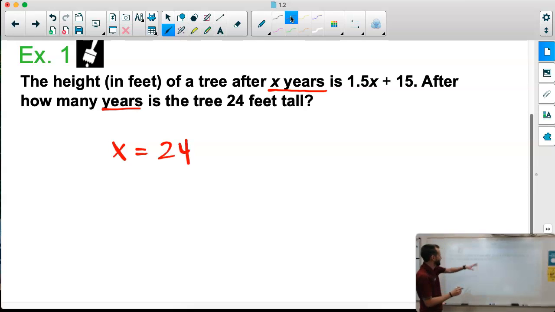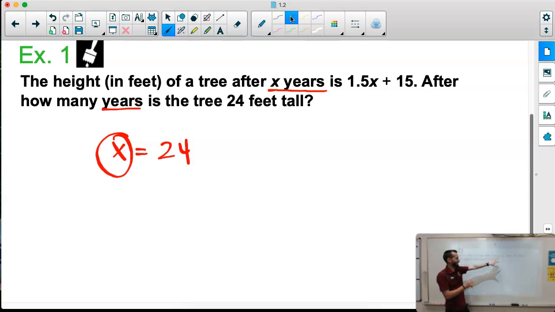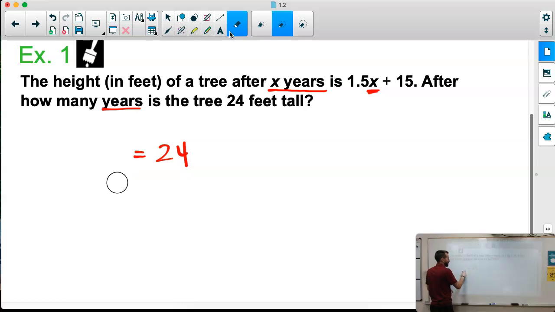Okay. But they give us this other equation to help us out. It says the height of the tree after X years is this. And so I'm trying to find this X, but it's hidden, it's masked in this formula. Meaning for every year that passes, you add 1.5 feet. Okay, that's what this says. For every year that passes, that's what X is. It grows by 1.5 feet and it starts at 15. So instead of putting X here, we're going to put this entire thing. How long will it take it to get to 24 feet if you end up with this?